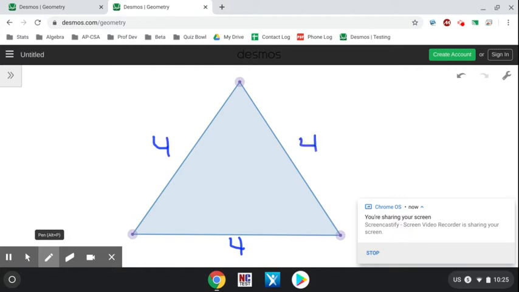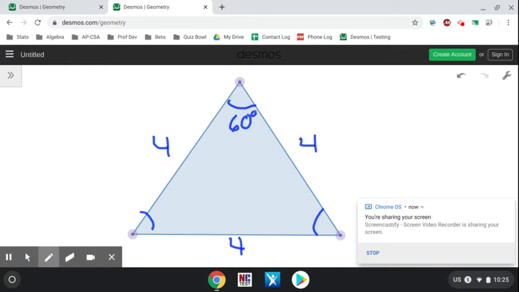And since this triangle is equilateral and all the sides are equal, it's also true that if the sides in a triangle are equal, the angles opposite those sides are equal. So if those are 4, each of these are equal angles. Since the angles add to 180, each of those angles would be 60 degrees. So I have 3 60-degree angles, sides of 4.